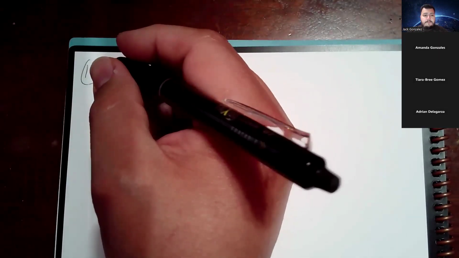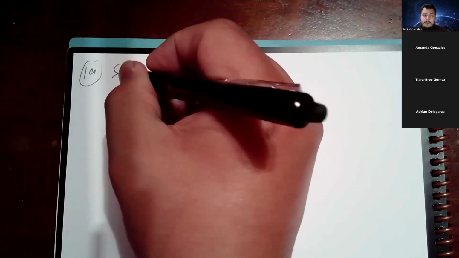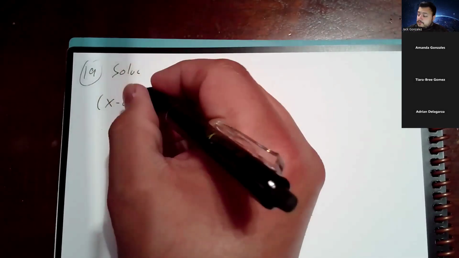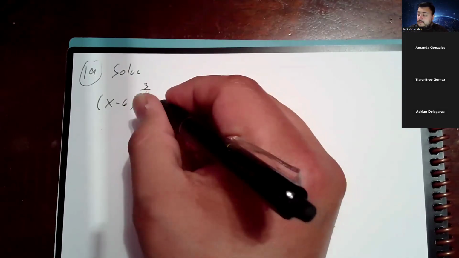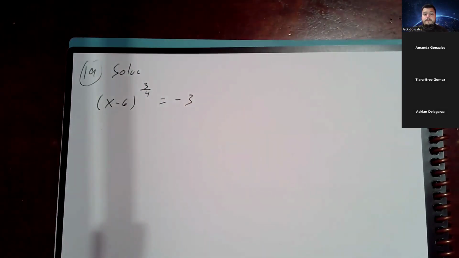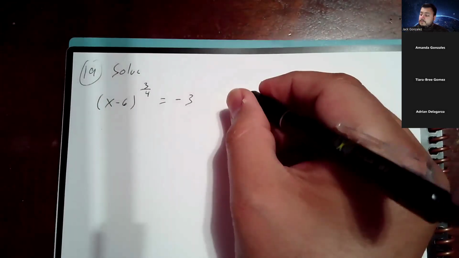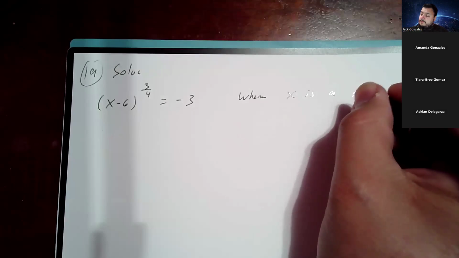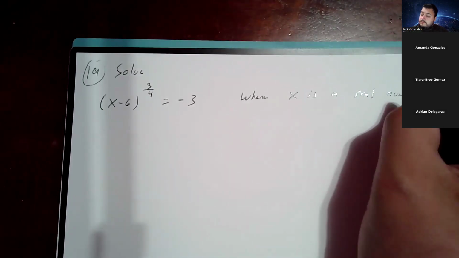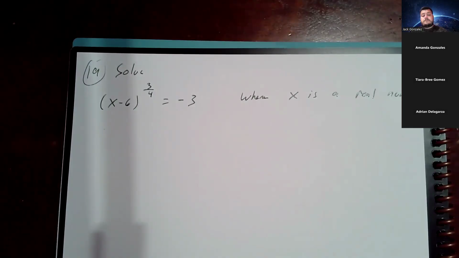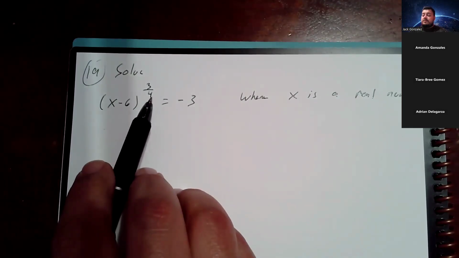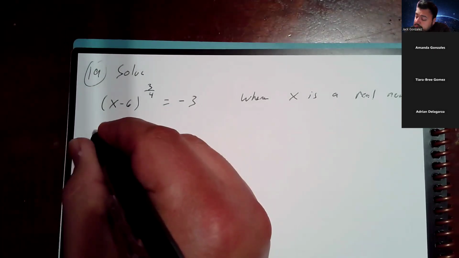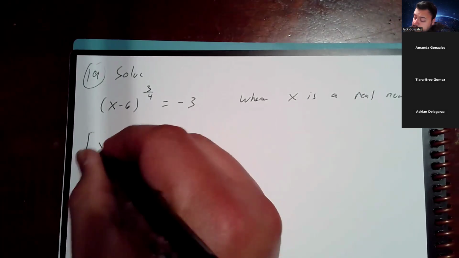Nineteen is kind of weird, so let's do it. x minus 6 raised to the 3/4 equals negative 3, where x is a real number. So I need to cancel the 3/4. What you do is you raise both sides to the reciprocal power.